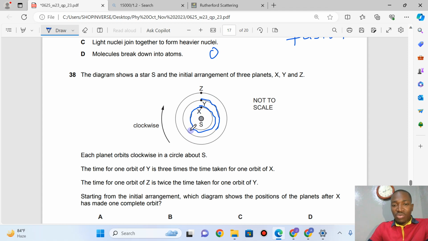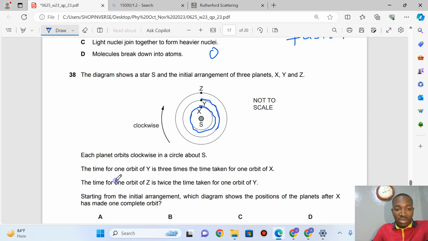And if X goes round once, Y would have just gone to 1/3. Okay, not even half, 1/3. By the time X is going around again, Y would have covered another 1/3 of its journey. By the time X goes around the third time, Y will now cover the third 1/3 of its journey. Okay, so that's it. But let's focus on only one going once.